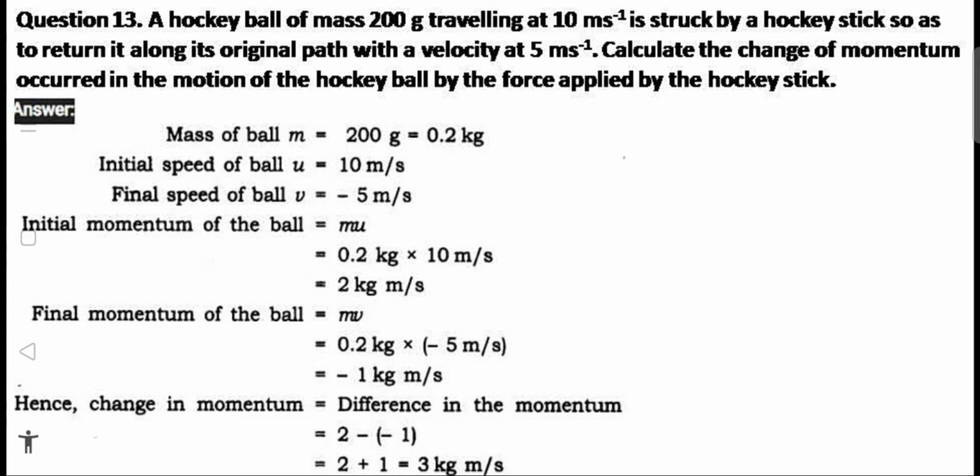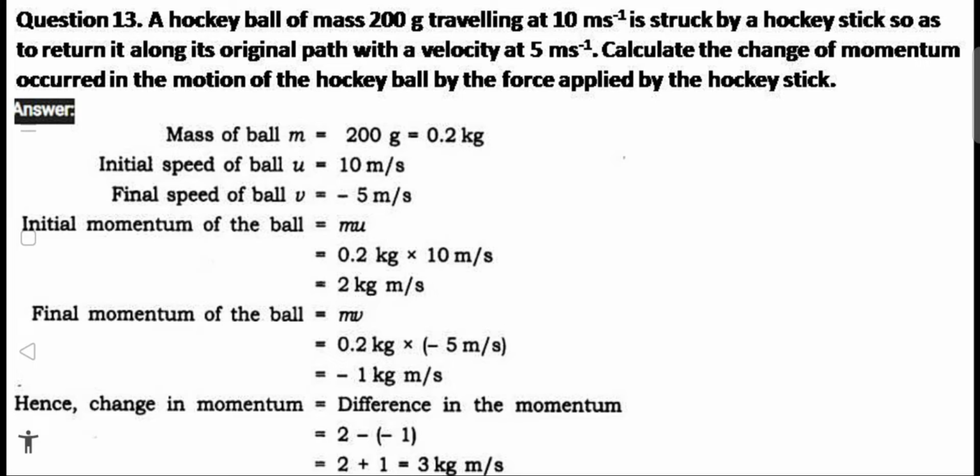Question number 13. A hockey ball of mass 200 gram traveling at 10 meters per second is struck by a hockey stick so as to return it along its original path with a velocity of 5 meters per second. Calculate the change of momentum occurred in the motion of the hockey ball by the force applied by the hockey stick. Answer. Mass of ball m = 200 gram = 0.2 kilogram.